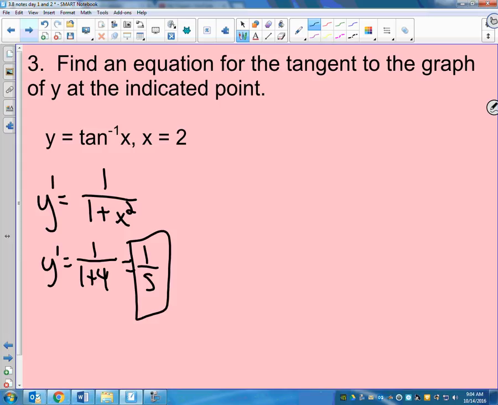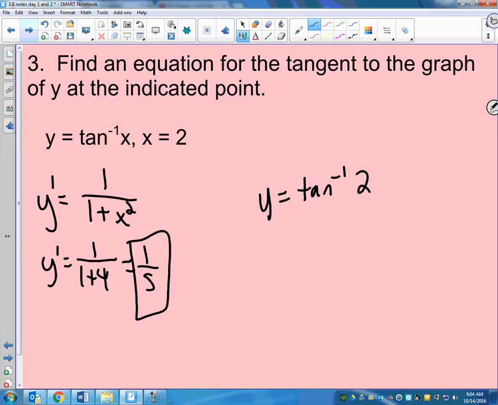What else do we need for a tangent line? We have a slope. What else do we need? A y value, because we have the x value. So we have to say inverse tangent of 2. This is where it gets ugly.